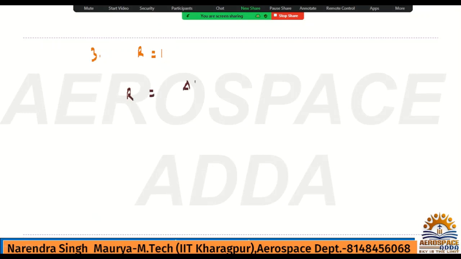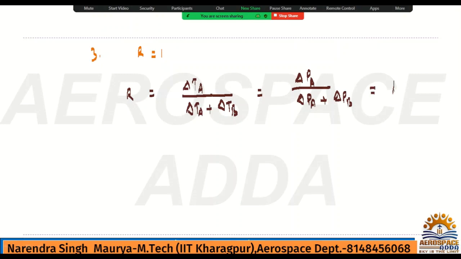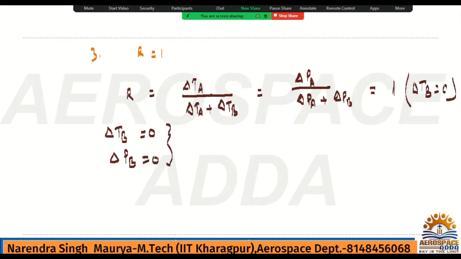R is nothing but temperature rise in rotor divided by temperature rise in rotor plus temperature rise in stator, or you can say pressure rise in rotor divided by pressure rise in rotor plus pressure rise in stator. If degree of reaction is 1, then what is the meaning? You will get this value 1 when delta TB is 0, and delta TB being 0 means pressure rise will also be 0. What is delta TB or delta PB? This is the pressure and temperature rise in stator. It means in stator there is no pressure rise or temperature rise.